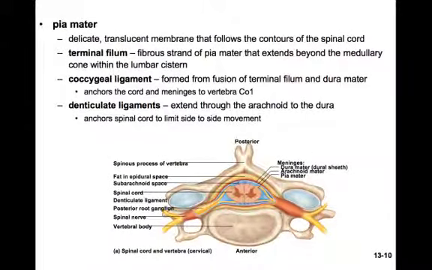The third layer, right on the surface of the spinal cord and brain, is the pia mater. It's a delicate, translucent membrane. It follows precisely the contours of the spinal cord and the brain.